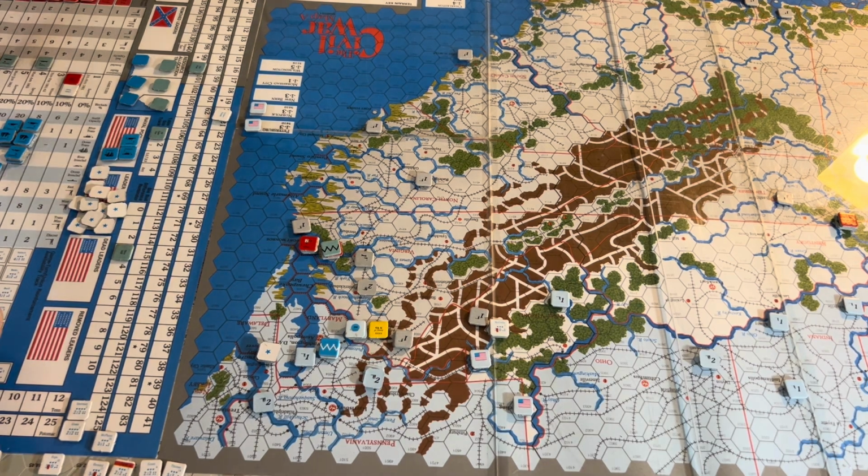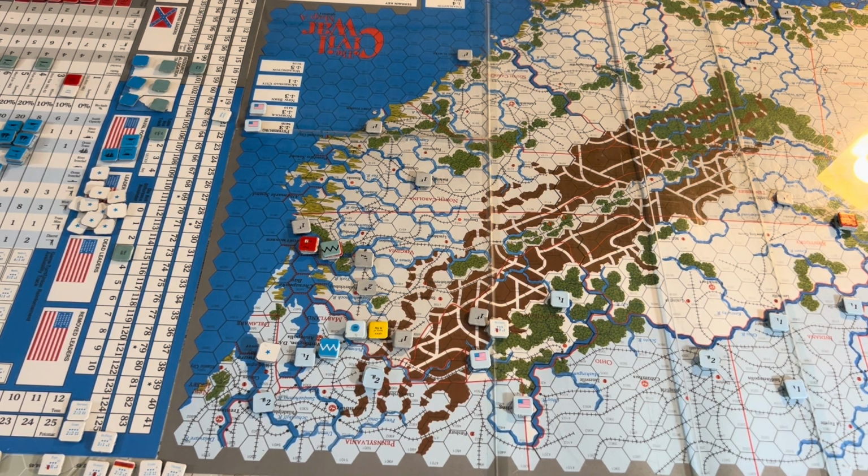So we're going to go over here and mark that off the Army. Go from 11 down to 10. So the Union loses 15,000 men to the Army of Virginia. 5,000.